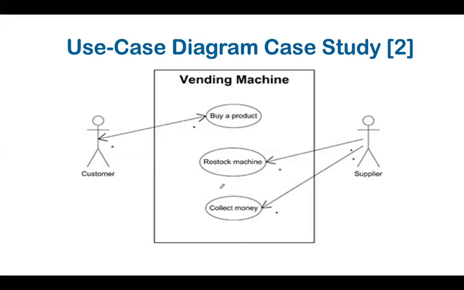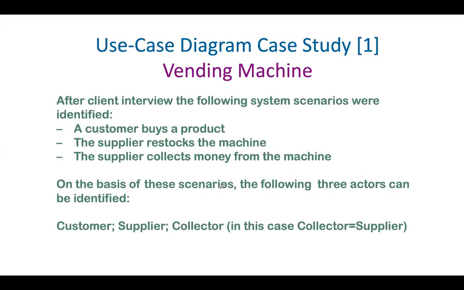So we have another one for a vending machine. This is another simple one, for a vending machine whereby after client interview, the following system scenarios were identified. A customer buys a product. The supplier restocks the machine. The supplier collects money from the machine.